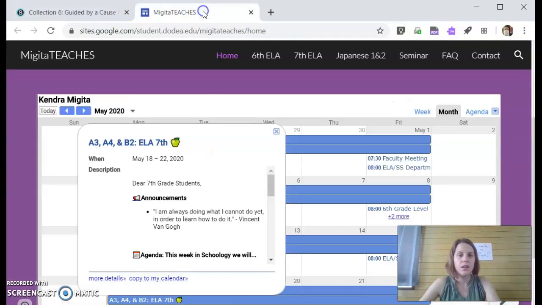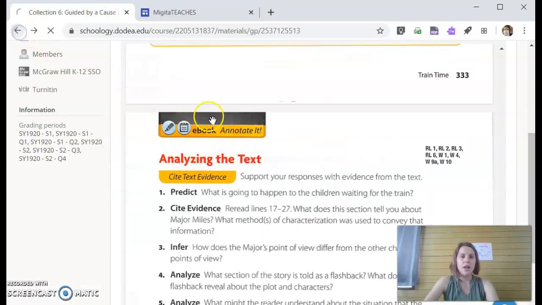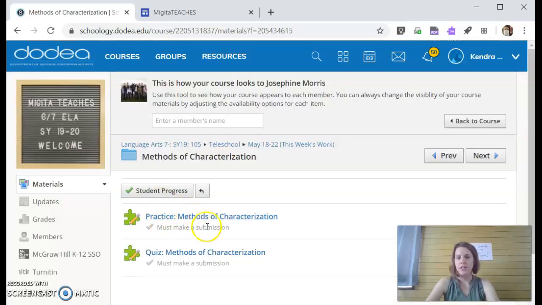Mommy's almost done. All right, so we read the story, and then to prove we understand what we've read, you take the multiple choice reading comprehension, and to prove that you understand the concept of the characterization, you go through the practice tutorial, and take the quiz.